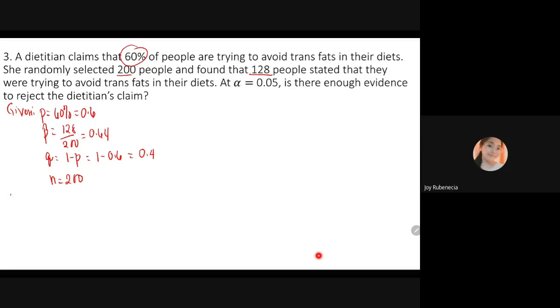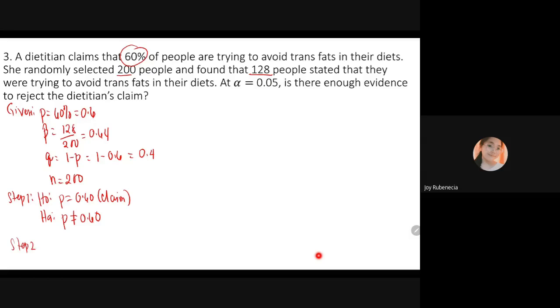Now, step number 1 is to formulate the null and the alternative hypothesis. The null hypothesis: a dietitian claims that 60% of people are trying to avoid trans fats in their diet. So that will be the population proportion is equal to 0.60. That is the claim of the researcher. So the opposite, that's correct, Christina, P is not equal to 0.60.